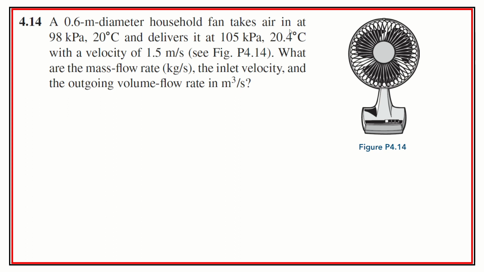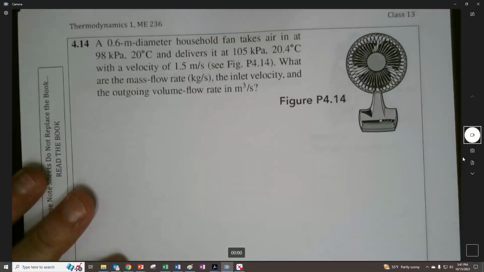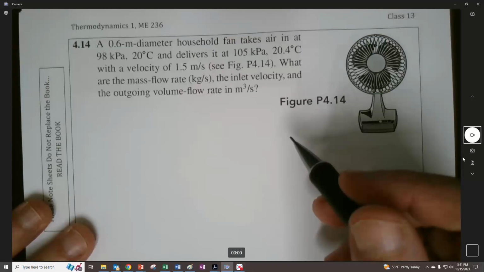Yeah, something like that. Air in at 98 kilopascals, 20 degrees Celsius, and delivers it at 105 kilopascals, so just a little bit larger pressure, 20.4 degrees Celsius with the velocity of 1.5 meters per second. And there's a picture of a fan in case you need to know what a fan looked like. What are the mass flow rate in kilograms per second, the inlet velocity, and the outgoing volume flow rate in cubic meters per second?